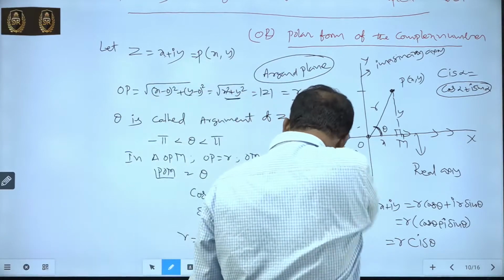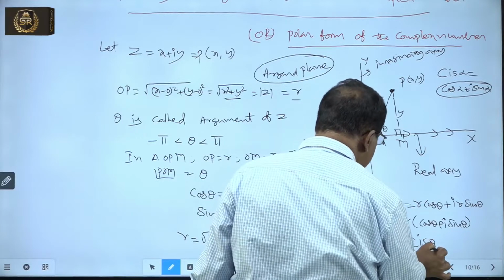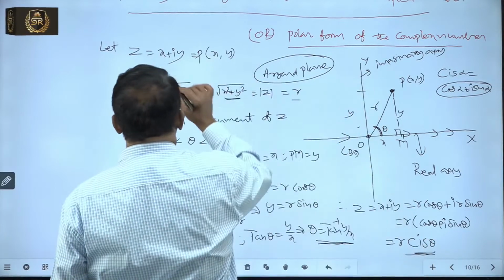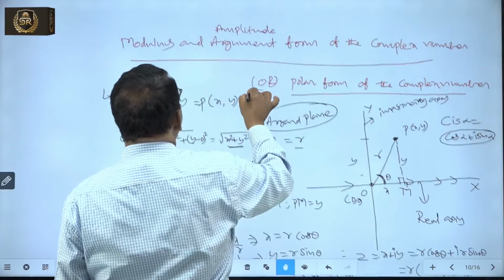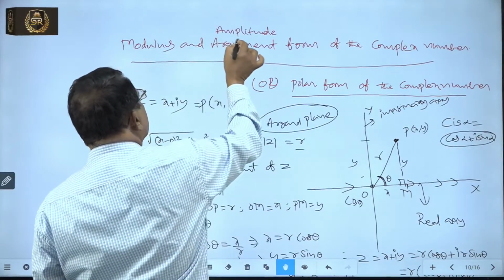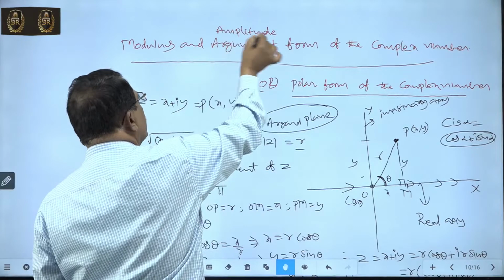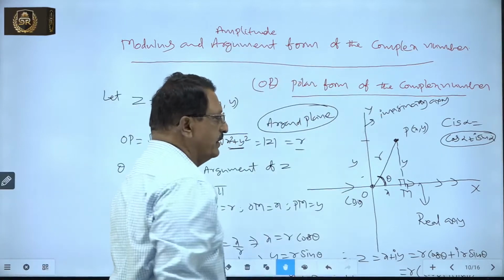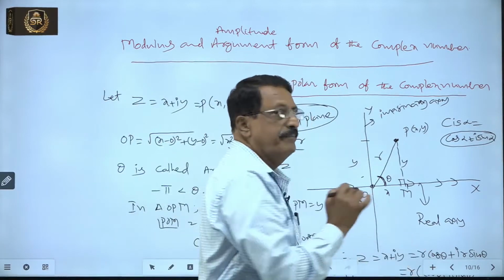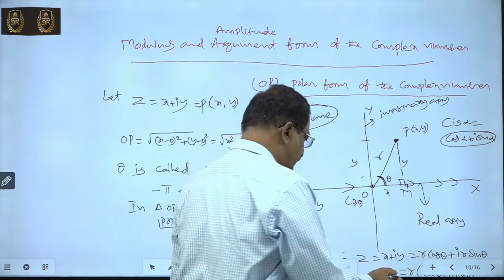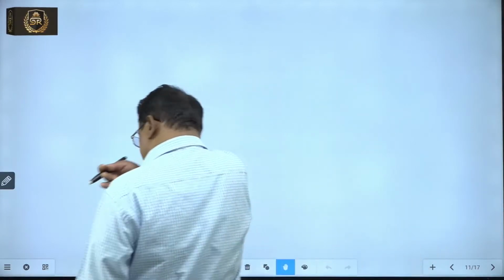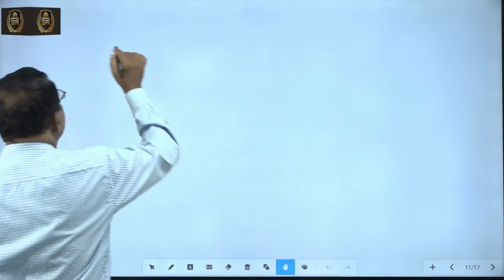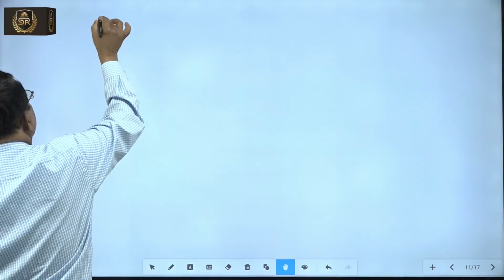Now it is called the mod argument form, or mod amplitude form, or polar form. Okay. Next, one example.